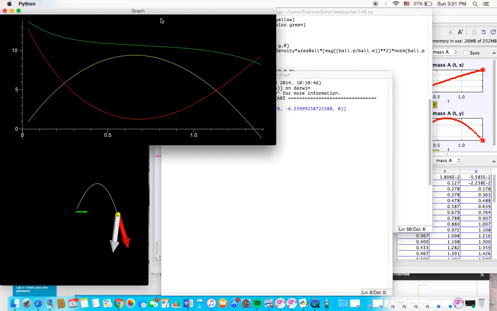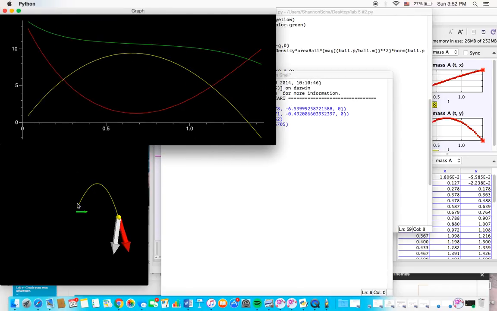And then when we run our model, we can see that here is the parabolic motion, just like the one we saw on Tracker. Then we have the red arrow that shows the momentum, the direction of the velocity, and the white arrow that shows the direction of the net force. And then over here we have the graph of the energies. The green line is the total energy. Then we have the red energy line, which is the kinetic energy, and the yellow energy line, which is the gravitational energy.